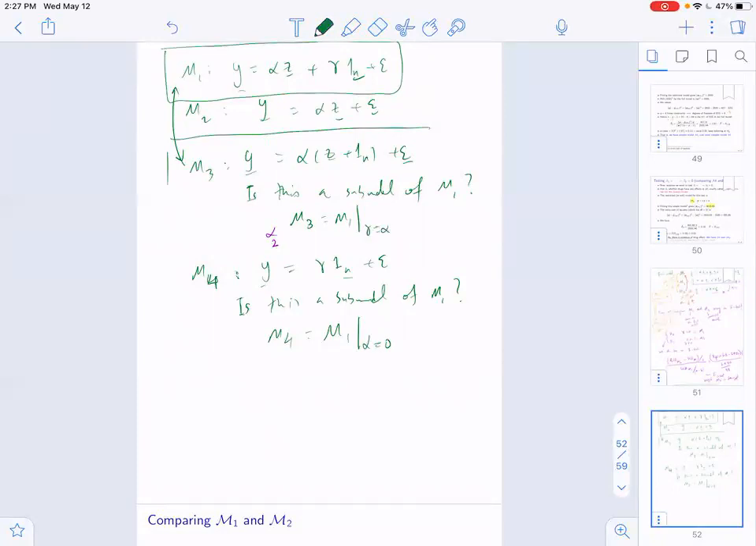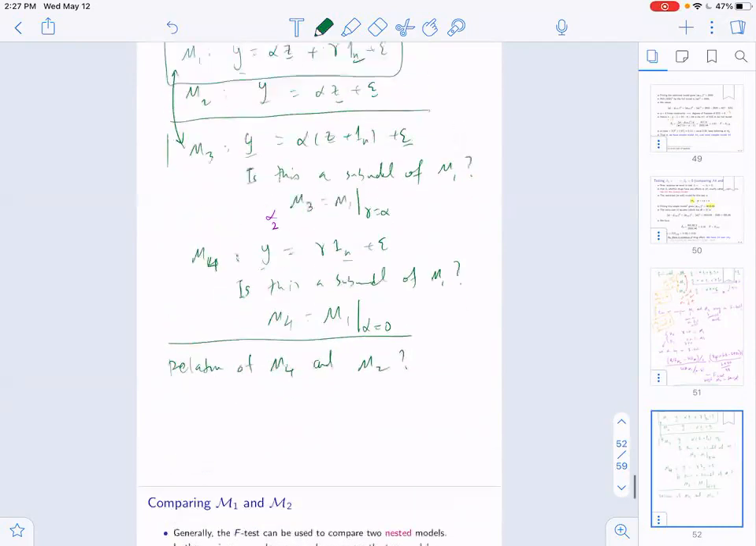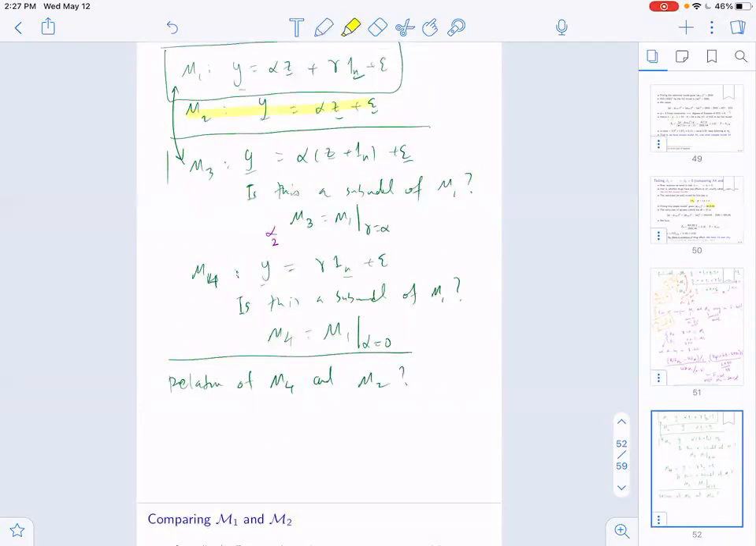So if I want to test this null hypothesis in M1, that's equivalent to doing an F-test between M1 and M2. So what is an example which is not a submodel? For example, consider the relation of M4 and M2. Looking at this and this, is there a submodel relation between them? Can I say one is a submodel of the other?